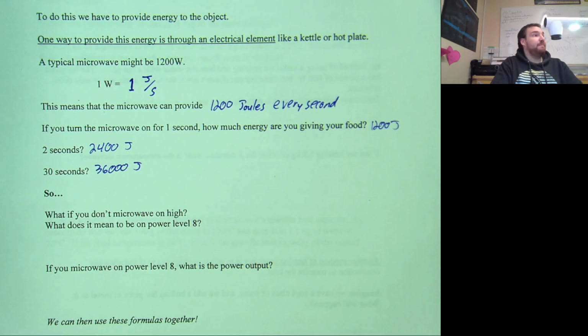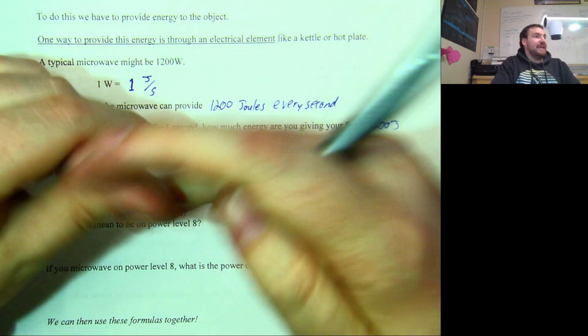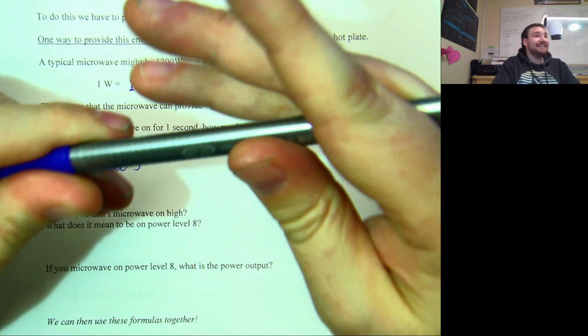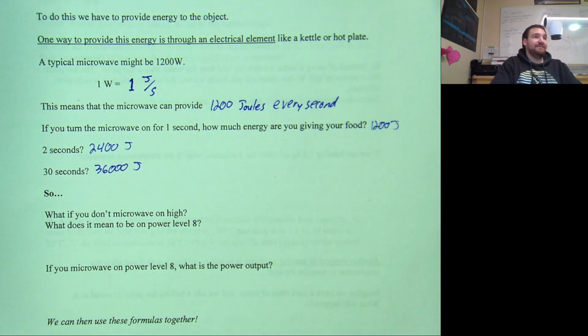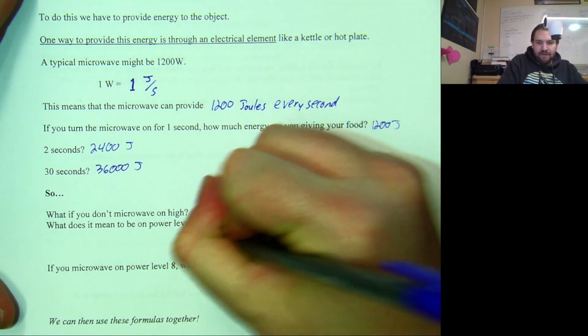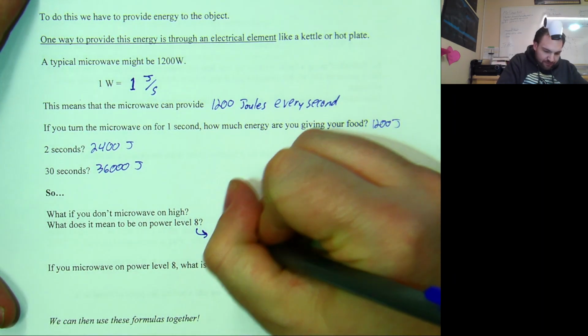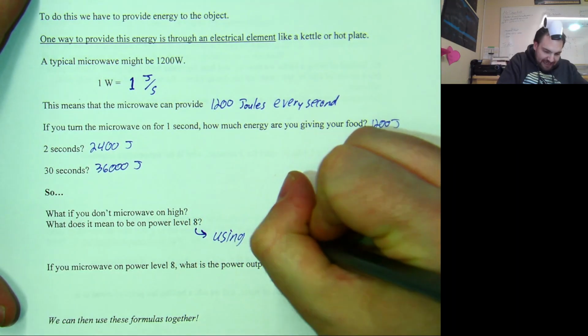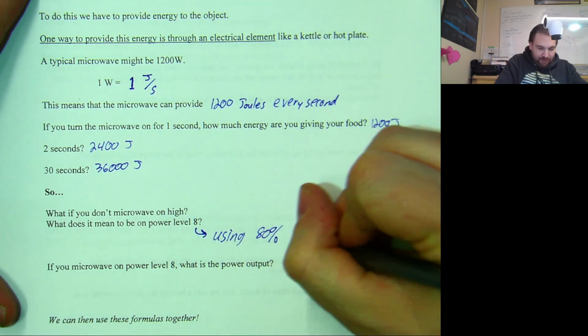A microwave's base power is power level 10, which means we're giving all of the power. If I put it down to power level 8, that's 20% less power. So power level 8 on a microwave means we're using 80% of the power.